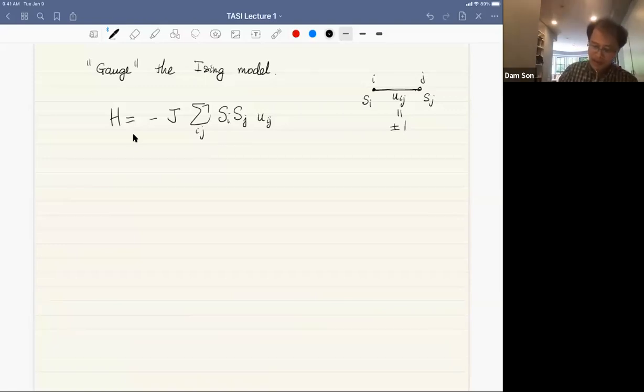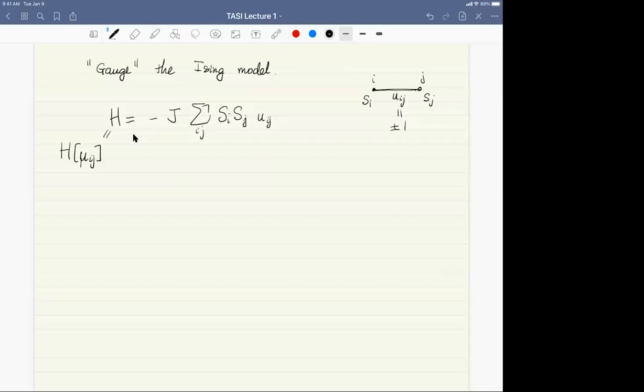So now the Hamiltonian is a function not only of beta and J, but it's a functional of Uij as well. We can think about U as some external gauge field, but in our case, it's a Z2 gauge field that we can turn on and couple our spins to. Right. Okay. Any questions so far?